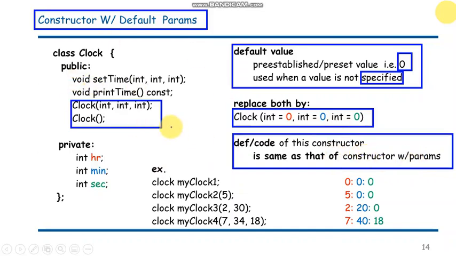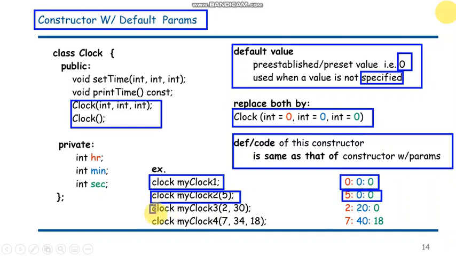The main point here is, how does it work? Let's say that I have declared an object here, myClock1, and I have done nothing in terms of supplying values. What it will do is put in those values, and these values are our default values. Let's say that in myClock2, I only put 5. What is it going to do? It is going to put 5, and then the other values that I did not supply are going to be set to 0 and 0.